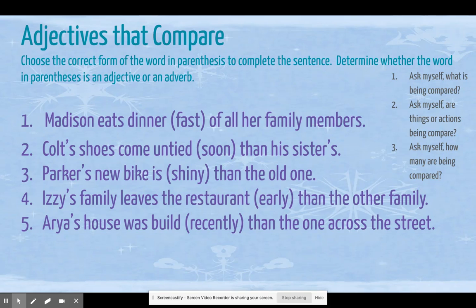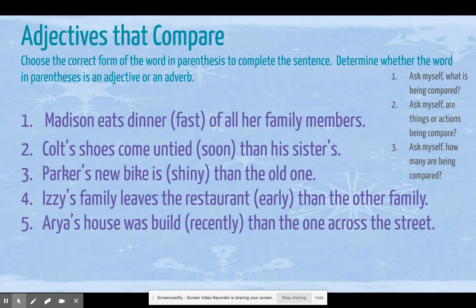Number 5, Aria's house was built recently than the one across the street. What is the correct way to use recently? You should have said more recently. And is it an adverb or an adjective? So we're looking at what is being compared, and we are comparing when the houses were built. So that is telling me that it is an action, so it is an adverb.